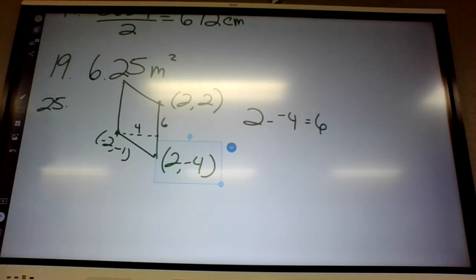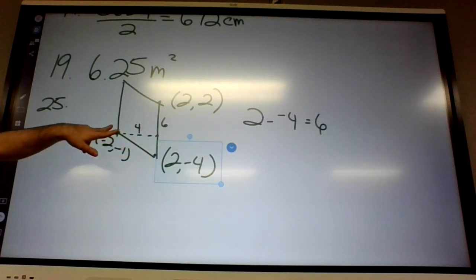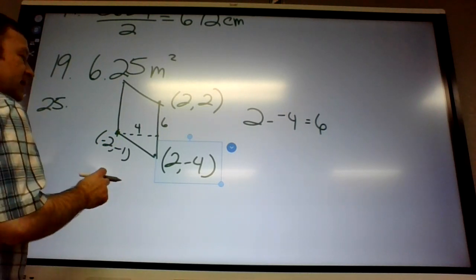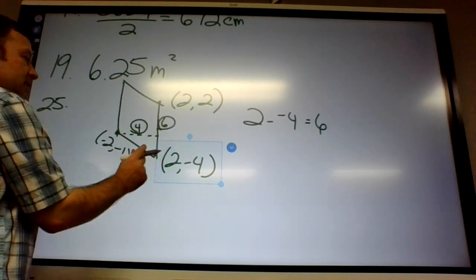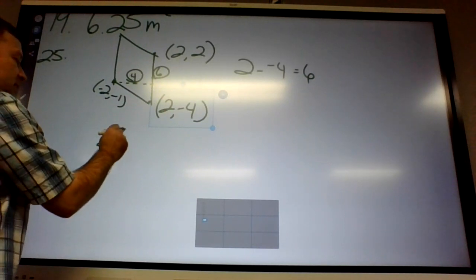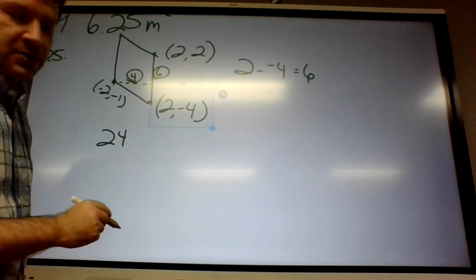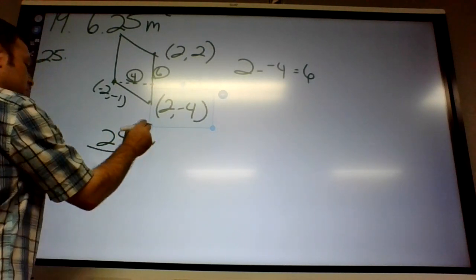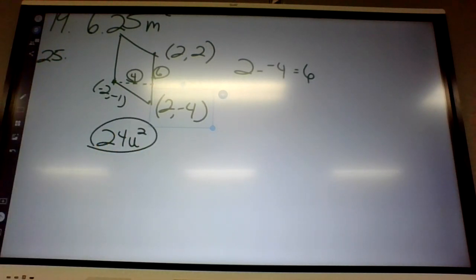It would have been hard to use the other side as the base. It was possible, but you'd have to use the distance formula. It would have been a mess. Anyway, 6 times 4 divided by 2 is 12. I don't think they give us units, so guess how I'm going to label it? Units squared. Did I just blow your mind?